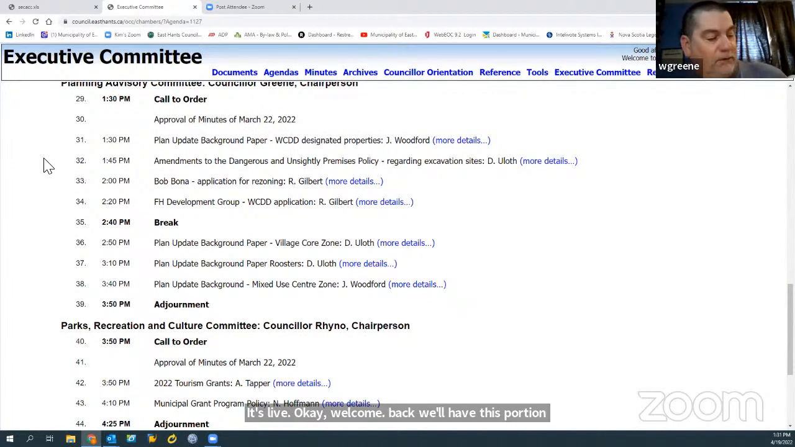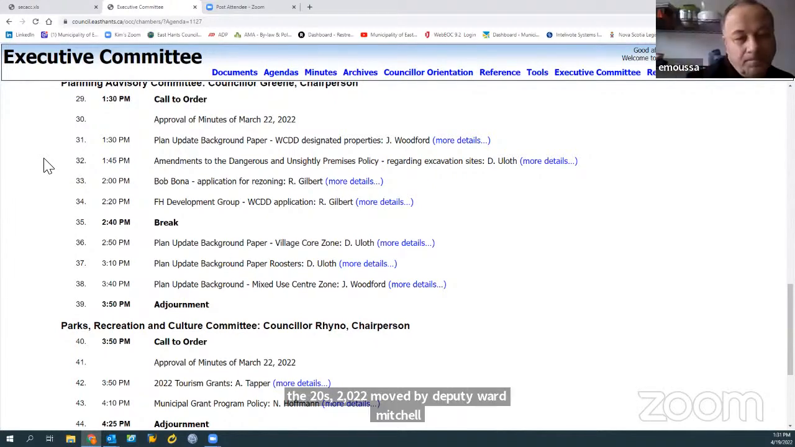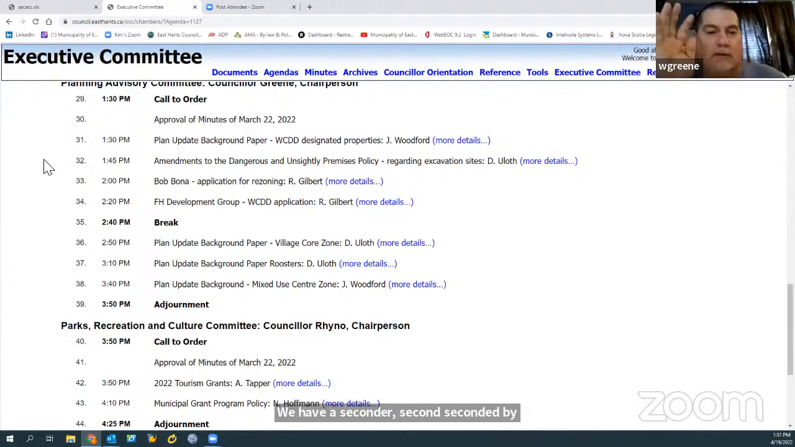First, I'll be looking for approval of the minutes of March 22nd, 2022. Moved by Deputy Warden Mitchell. Do we have a seconder? Second. Seconded by Councillor Musa. All in favor? Aye. Aye.